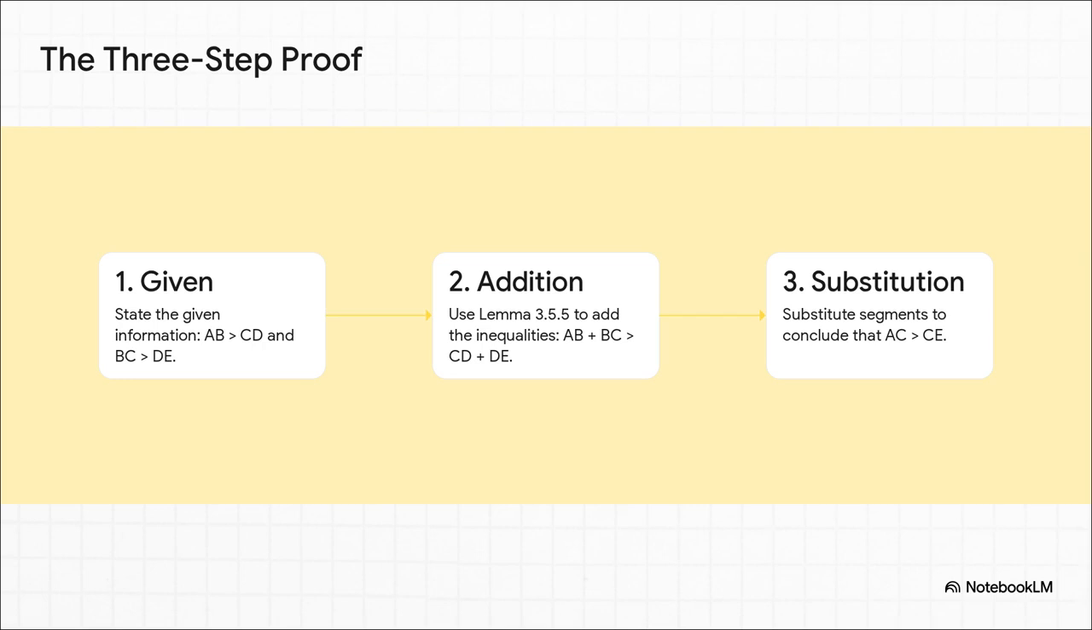First, we just state what we were given. That's always step 1. Then, for step 2, we use that addition property we just learned. We add the 2 inequalities together. So AB plus BC is greater than CD plus DE.